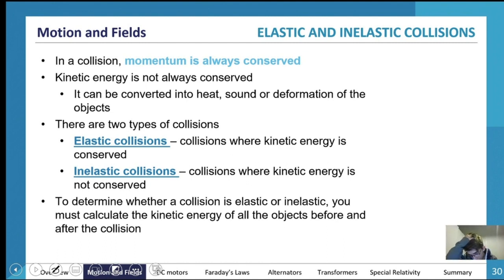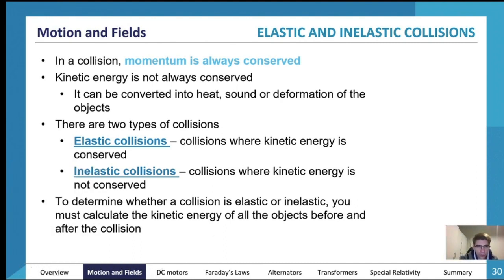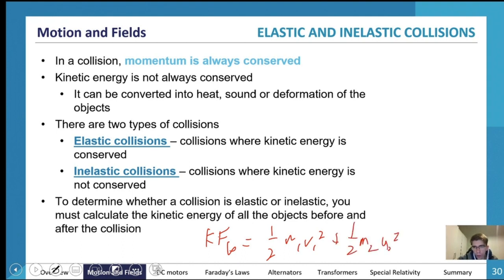Well, some of you might ask, what does that mean and how do we do that? Well, essentially, kinetic energy before the collision should be half m1 u1 squared, the velocity of that object, plus half m2 u2 squared. This is before the collision. After the collision, kinetic energy of the system should be half, again, m1 v1 squared plus half m2 v2 squared. So this is u, and then v.